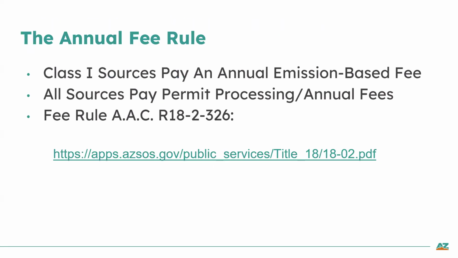At the end of the quality assurance period, we hand over the reports to our permitting team, which bills the Class 1 sources an annual emissions-based fee. This fee is separate from the permit processing fee, which is paid by all sources applying for an air quality permit. Please note that particulate matter subtotals, such as particulate matter filterable and condensable, and individual hazardous air pollutants are not billed as they are part of the total particulate matter and the volatile organic compounds, respectively.